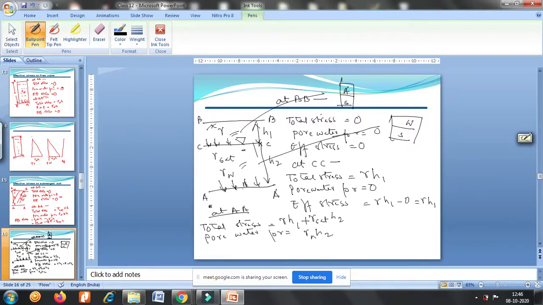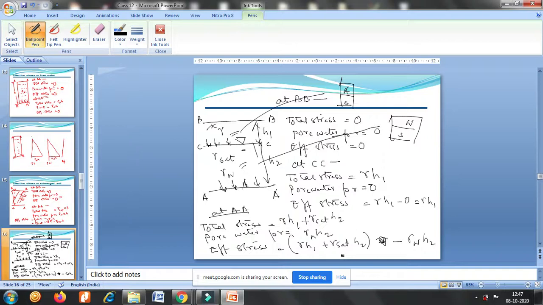And the next one is the effective stress. The effective stress is very easy. So you find out, it is the total stress, that is gamma into H1 plus gamma saturated into H2, minus gamma W into H2. So you simplify that one, and from that you find out the effective stress, and you try to draw the diagram also. Can you understand this one?